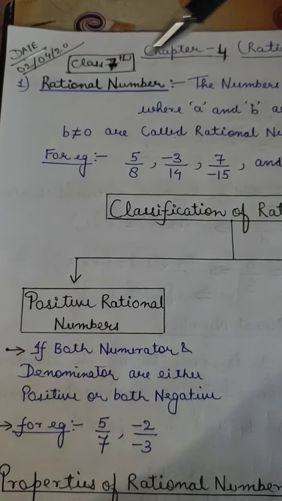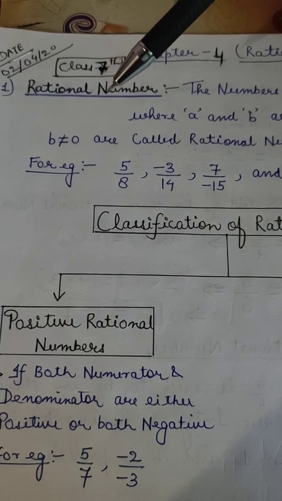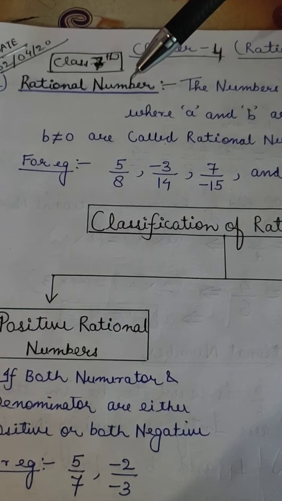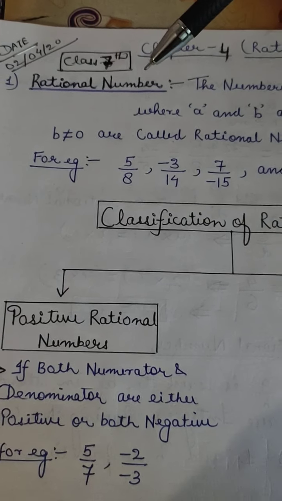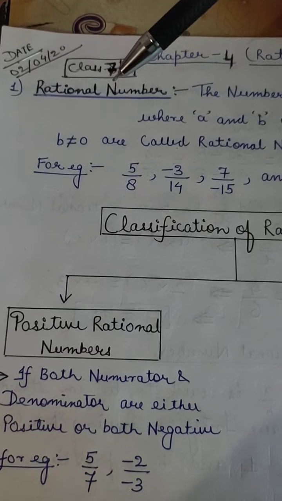As we previously covered three chapters, chapter 1 is integers, chapter 2 is fractions, and chapter 3 is decimals. Hope all of you have understood those chapters. So moving forward, today I have started with rational numbers.